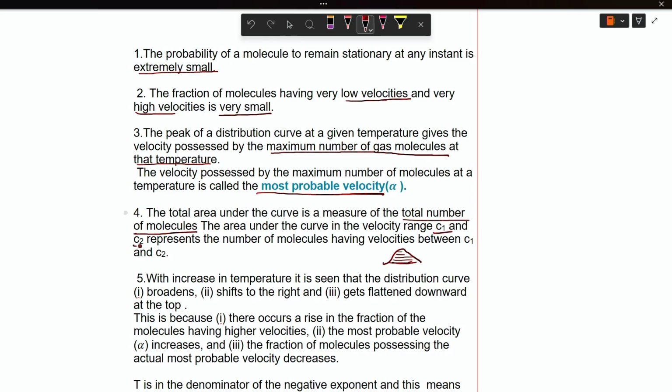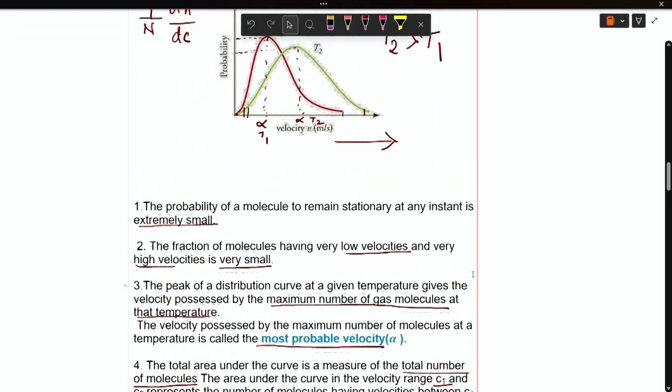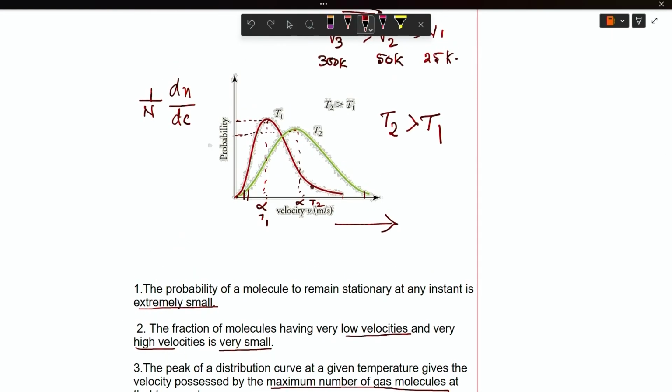The area under the curve in a velocity range, we are going to take a range C1 and C2, which I have not marked, I will do it now, represents the number of molecules having velocities between C1 and C2. The area under the curve in this region gives us the number of molecules that possess velocities between C1 and C2. Now, let me mark it on this graph. I will rub that in order to avoid any confusion. So, I am taking this velocity as C1 and another velocity here, let that be C2.